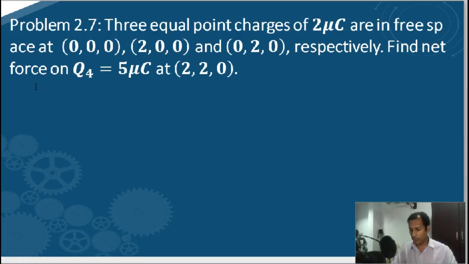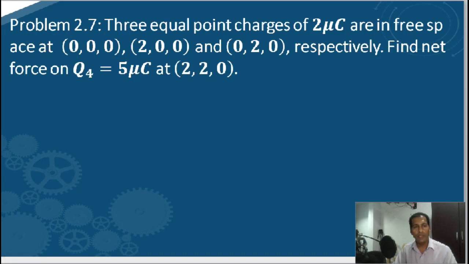This is example 2.7, and it says that there are three equal point charges of 3 microcoulomb. They are located in free space. One is at origin, another one is on x-axis with distance 2, and third one is on y-axis with distance 2. We have to find out the net force on some charge Q4 which is present where x is equal to 2 and y is equal to 2.